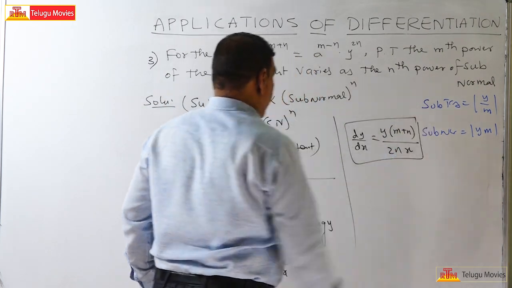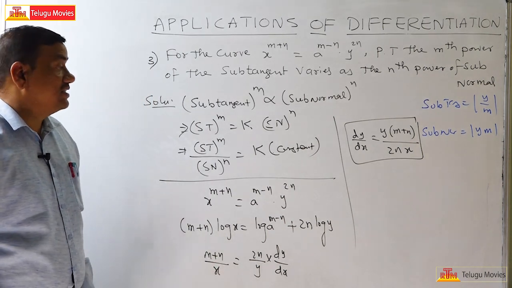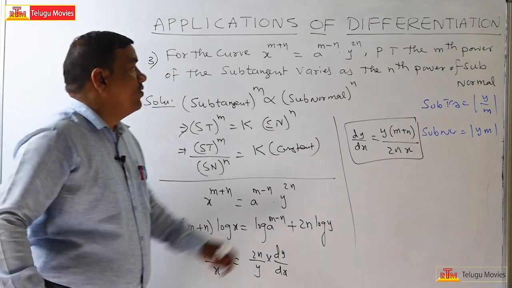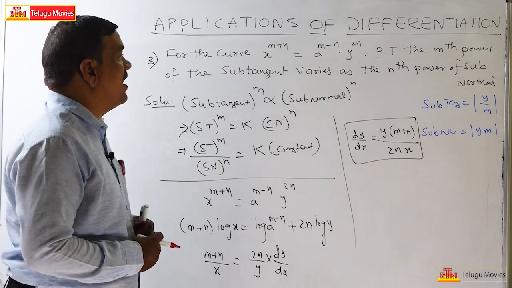dy by dx is equal to y times (m plus n) by 2nx. This is the dy by dx, that is the slope. Okay, now from this, what is our y value also we require? Y value is equal to how much?